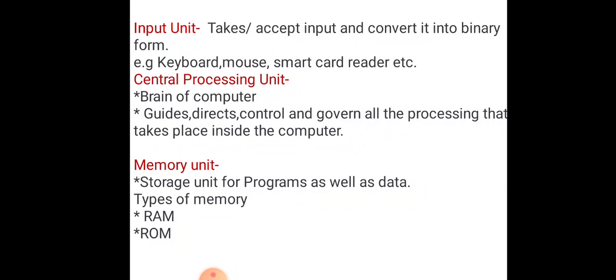And the memory unit is measured in the form of bits. One byte is equal to 8 bits. As we know, everything is stored in the form of 0 and 1, a single digit, suppose 0, is known as a bit, and 1 byte contains 8 bits and 1 nibble contains 4 bits. The memory unit is further divided into two types, RAM and ROM.